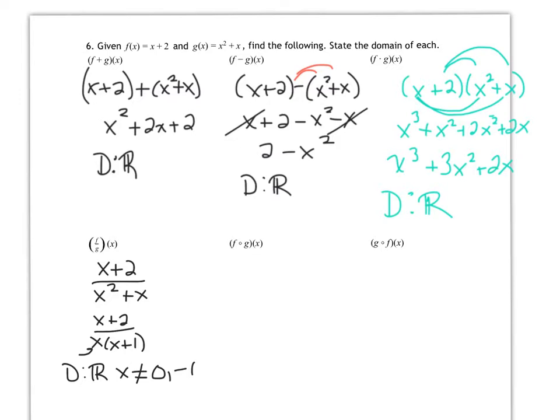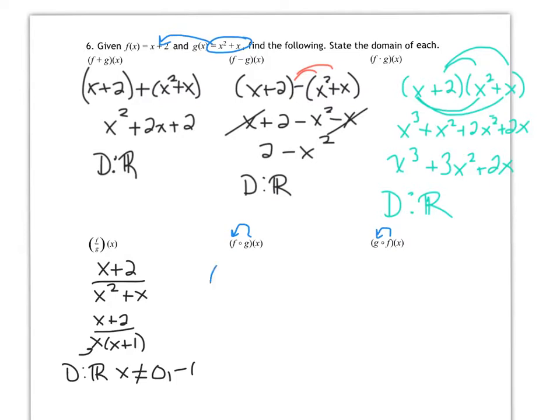Okay, the next two are compositions. If you remember a composition, f composed with g means we're putting the g function into f. And if we're doing g composed with f, it's f put into g. So the first one says f composed with g. So we're going to put the g function into f.